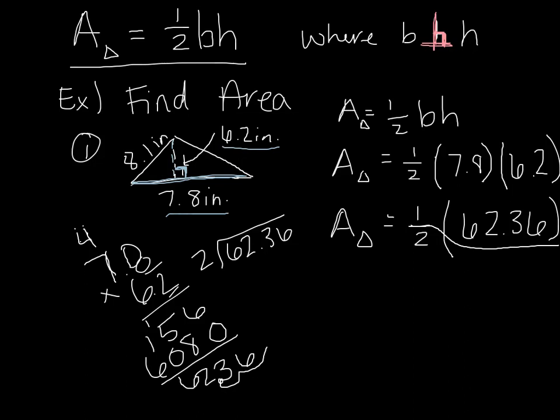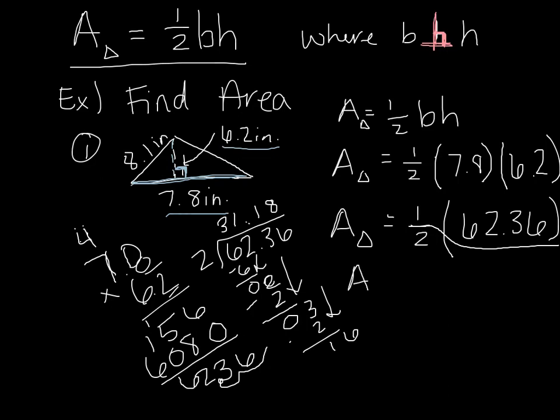The 2 goes into the 6 3 times, minus 6. Bring down my 2. 2 goes into 2 1 time. Minus 2 is 0. Bring down my 3. 2 goes into 3. Oops, don't forget your decimal point. 1 time. Minus 2 is 1. Bring down my 6. 2 goes into 16, 8 times. Okay, so the area of a triangle equals 31 and 18/100.